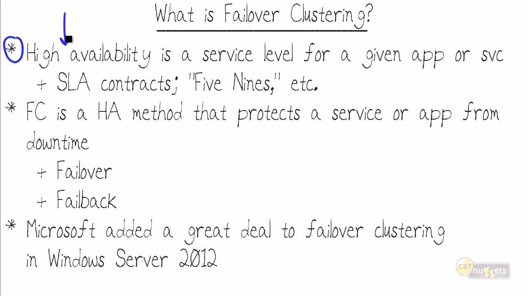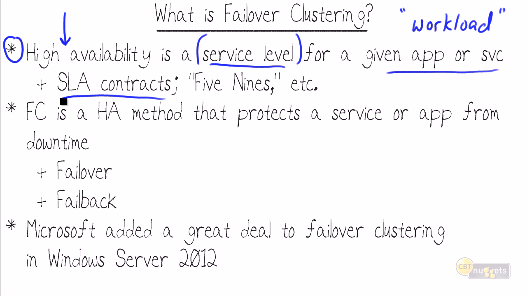High availability is a service level for a given app or service. The buzzword that Microsoft uses all the time is workload. You might have in your business one or more line of business applications that read and write to a SQL Server database, let's say, and you have, again, a service level, perhaps an SLA, a service level agreement contract, to guarantee a particular level of uptime for that data. Well, how are you going to provide that service level? Well, you need to develop some kind of redundancy. So therefore, failover clustering is a high availability method that protects a given service or application from downtime.